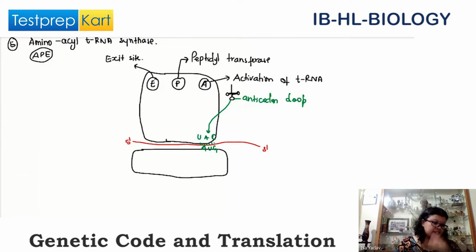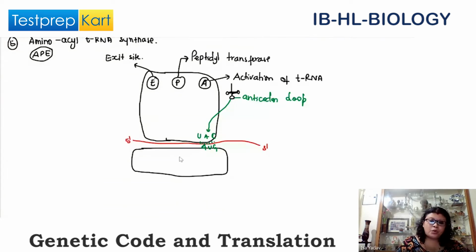Suppose, for example, it is AUG, so it will code for what? UAC. So let's see one thing here. UAC codes for which amino acid? It codes for tyrosine. Tyrosine is abbreviated as TYR. Clear?